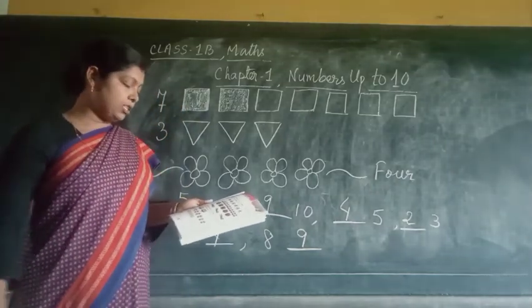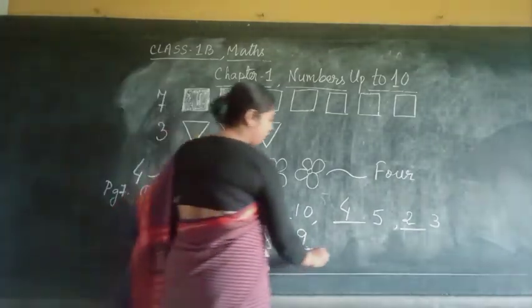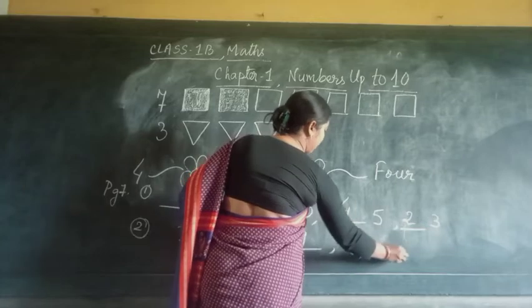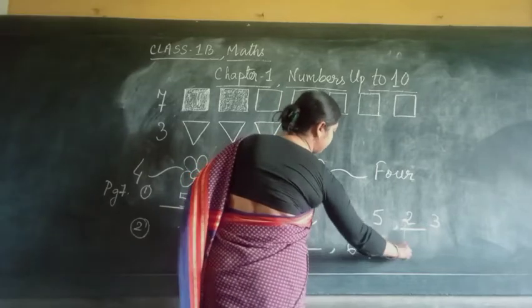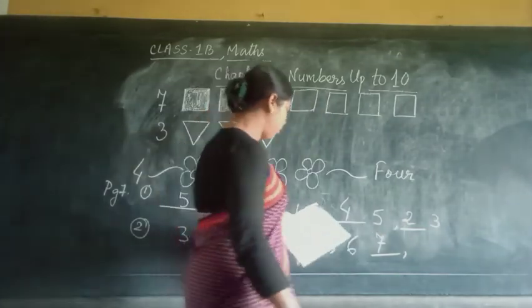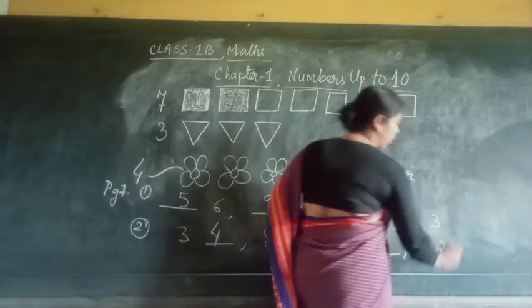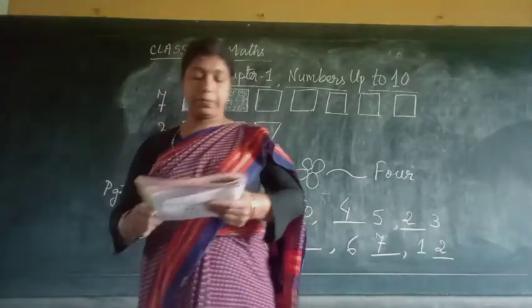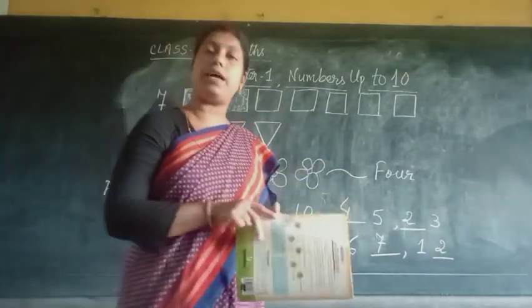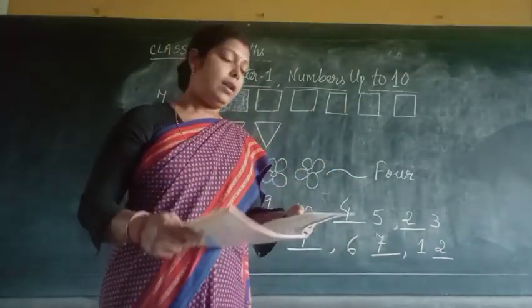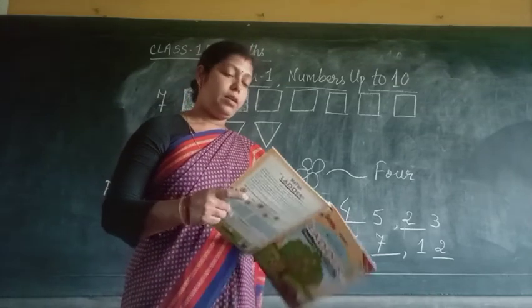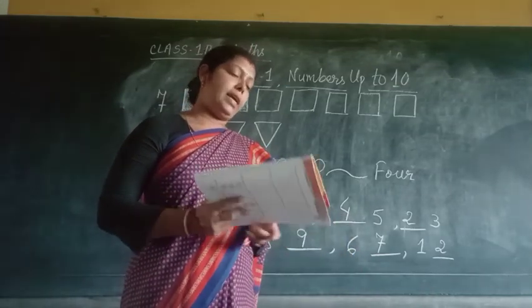Okay. How many balls are there? 6 balls are there. So after 6 what comes? 7 comes. Okay. Then one board is there. After 1 what comes? 2 comes. So after and before we have done. Page number 7 we have already done. Now page number 8. You see page number 8.